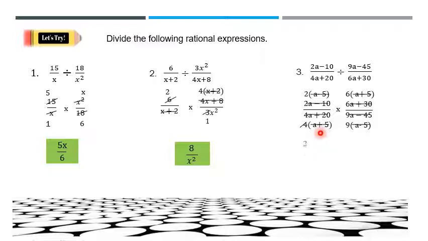And for 6 and 4, the GCF is 2, so divide both by 2. So that is 3. Then multiply: 2 times 3 and 2 times 9. We have 6 over 18. Then simplify this by dividing by 6. So that is 1 and 3. So the answer is 1 over 3.